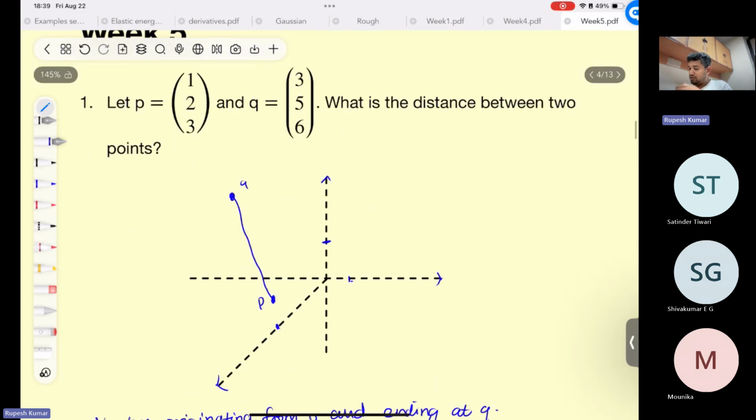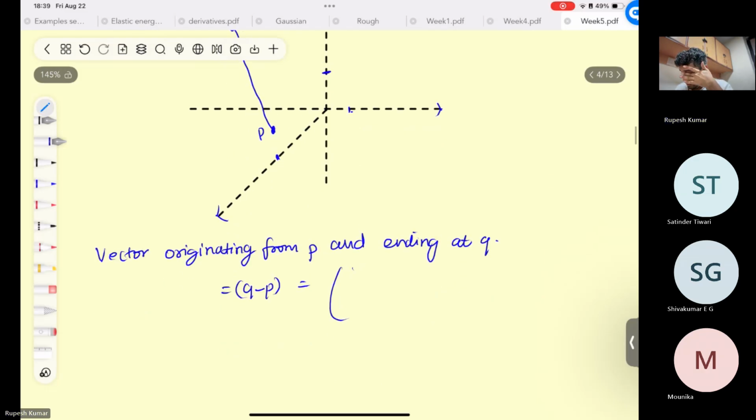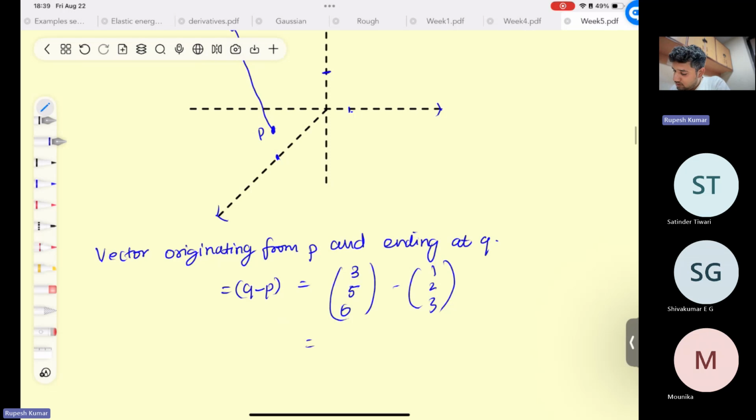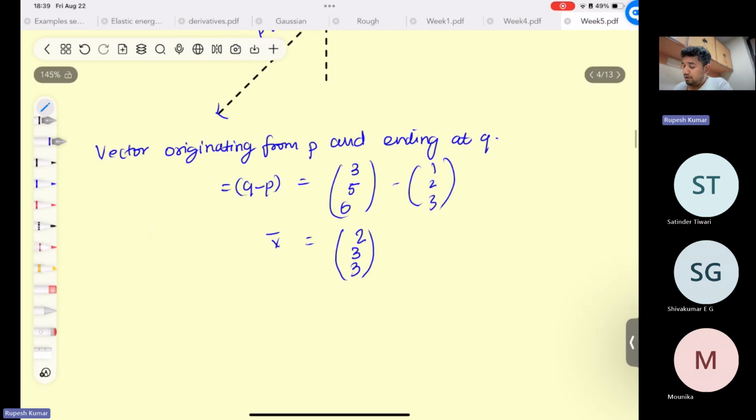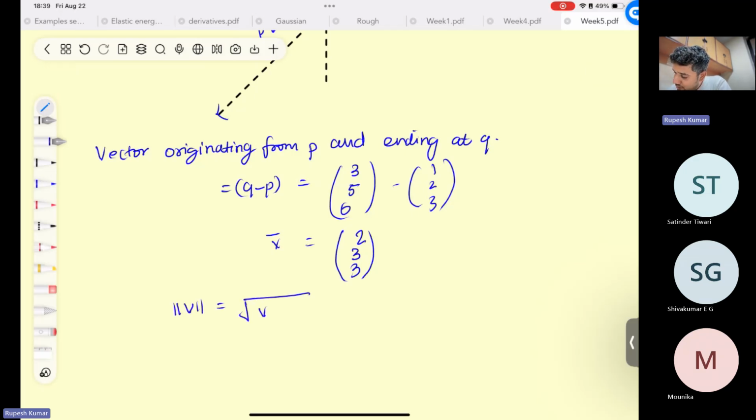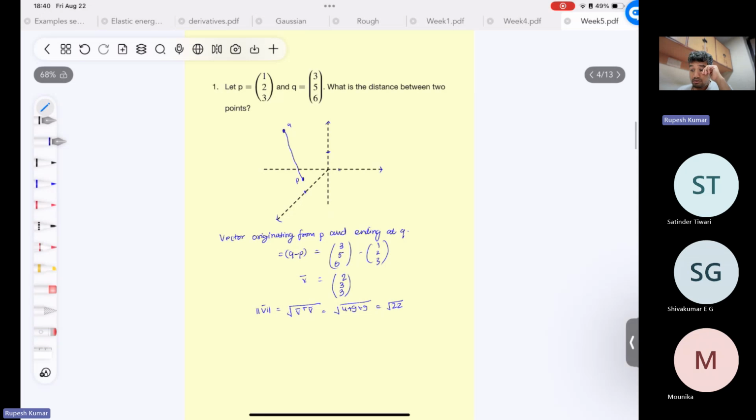Now we know the points: (3, 5, 6) minus (1, 2, 3). Let's call this vector V. So now this will be (2, 3, 3). Now I want to find the length of this vector. The length will essentially be the root of V transpose V. So this is the square root of 4 plus 9 plus 9, so root 22. Fine.